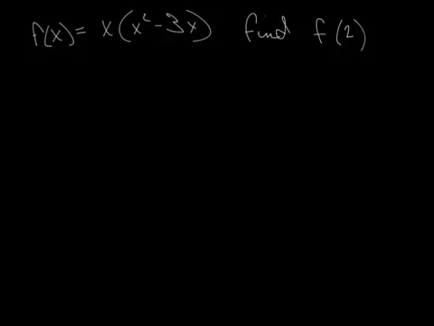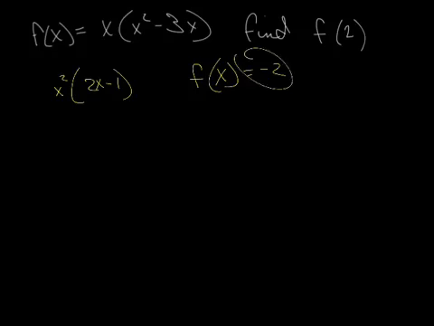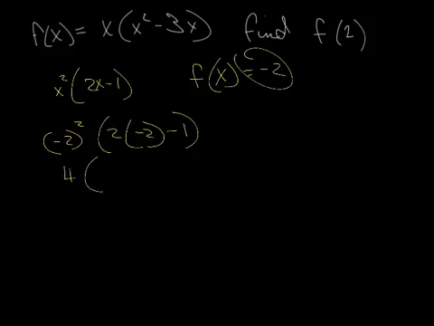So in example 28.6, it gives me x squared. And it says, if f of x equals negative 2, I can write it that way. I'm just going to put negative 2 in there. So negative 2 is in there for x. Don't forget your parentheses. Okay, so this is 4. And this is negative 4 minus 1. 4 times negative 5. And that gives me negative 20.